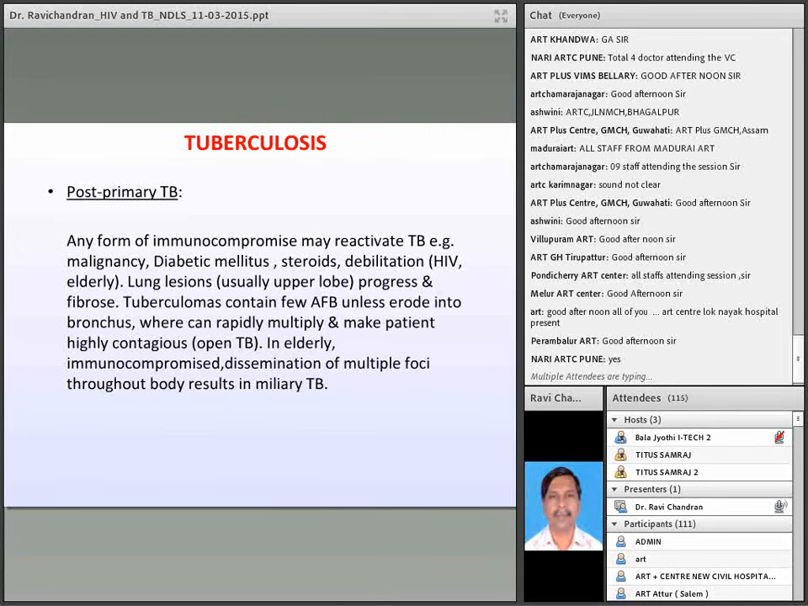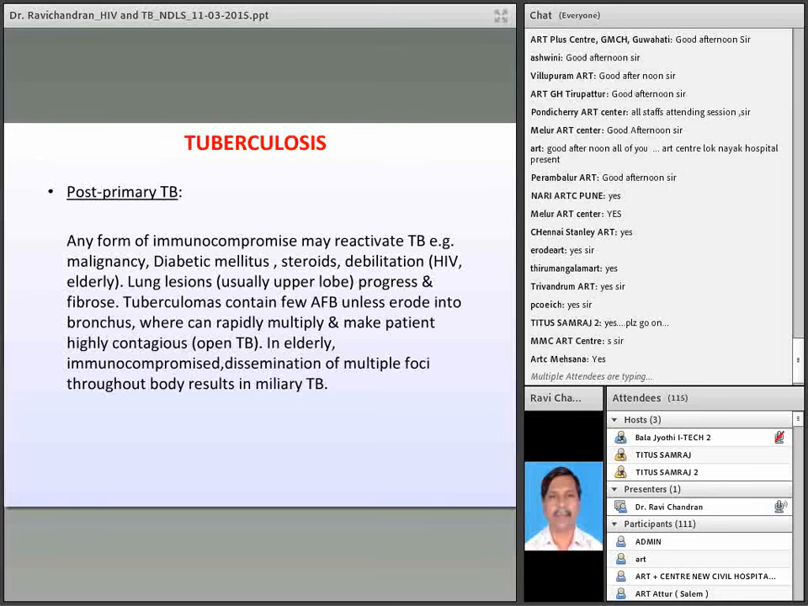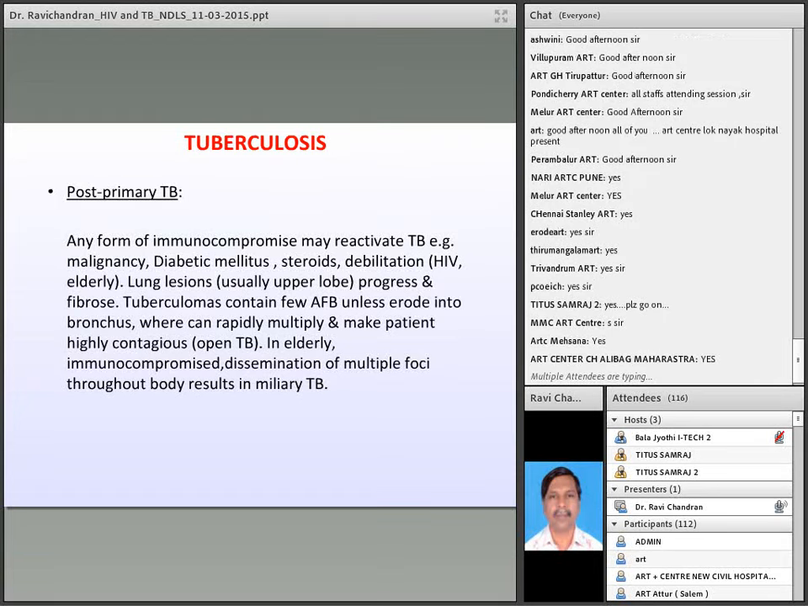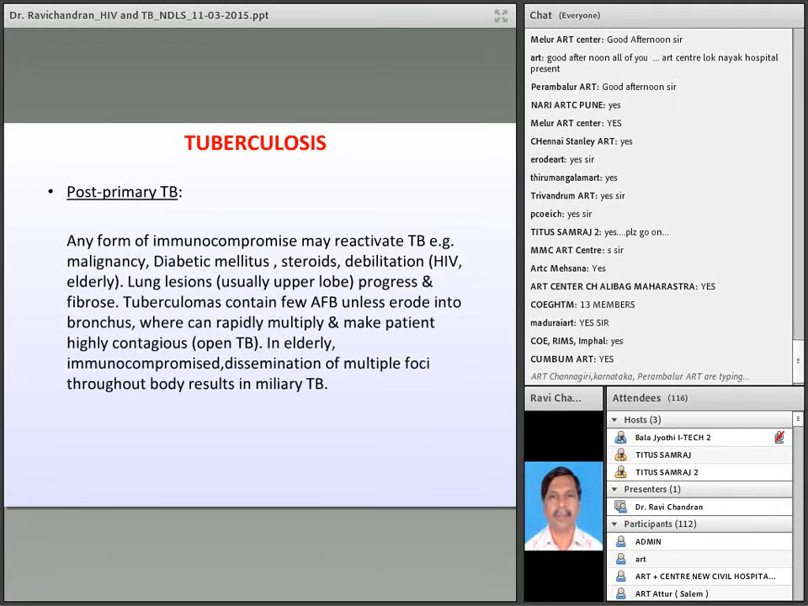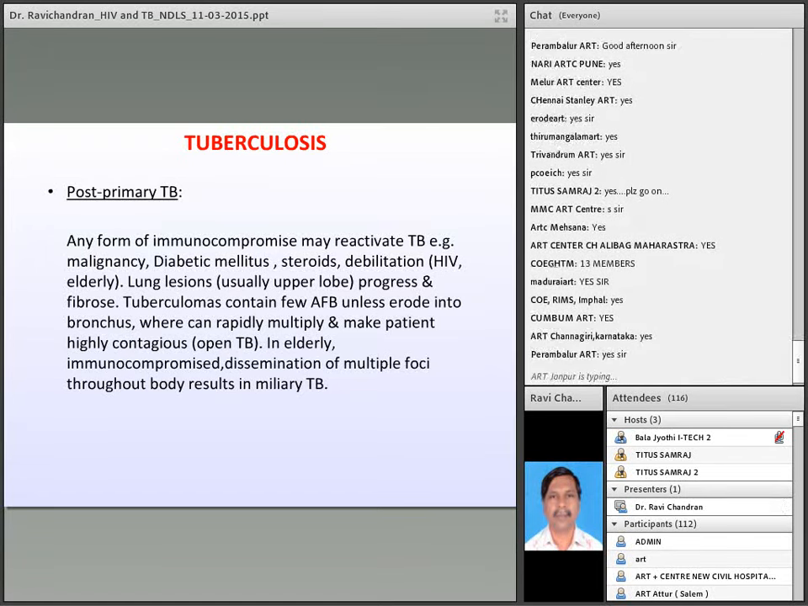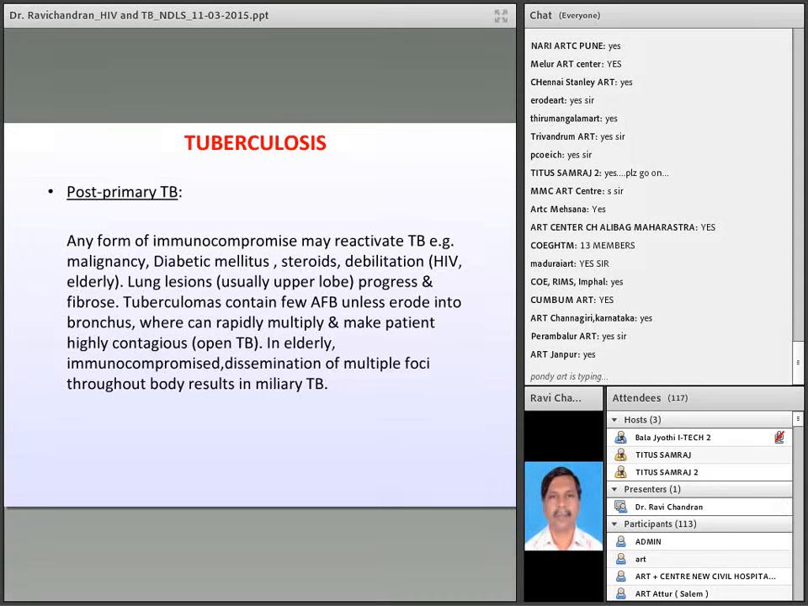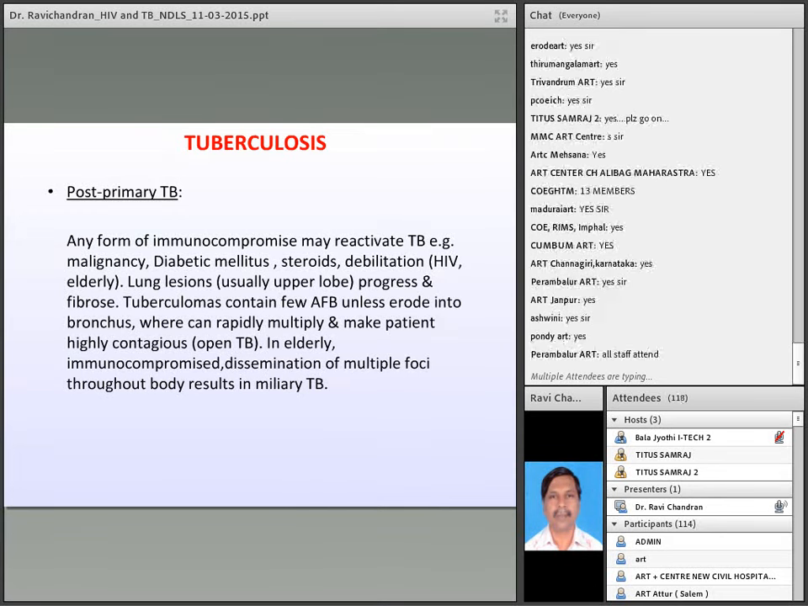Yes. And now we are seeing the primary tuberculosis. Post-primary TB is when the infection is not contained within the primary complex due to some reasons like comorbidities of malignancy, diabetes mellitus, immunocompromised state secondary to steroid intake, debilitation, and other lung lesions. The infection is not contained within the primary complex, and the primary focus expands.